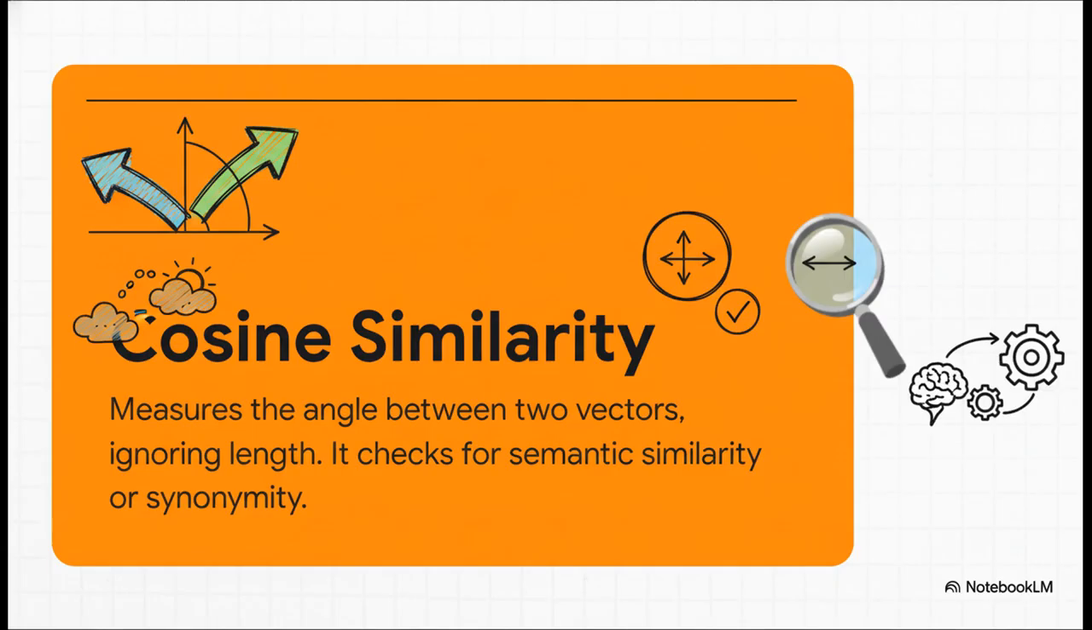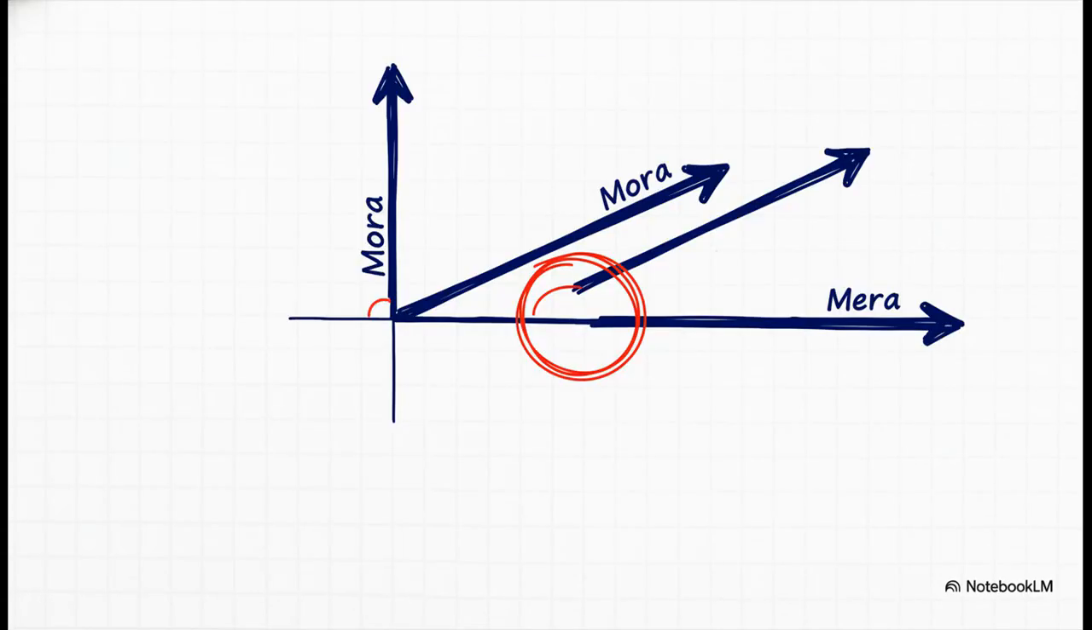If that angle is really small, it means they're pointing in almost the exact same direction on our map, which means they're semantically super close. And this is a total game changer for that developer's translation problem. See, a word in a local dialect like Mora for my might not even be in a standard dictionary. But by finding the Hindi word with the highest cosine similarity, the model can correctly figure out, oh, you mean Mera, because on that big map of meaning, they're basically pointing the same way.